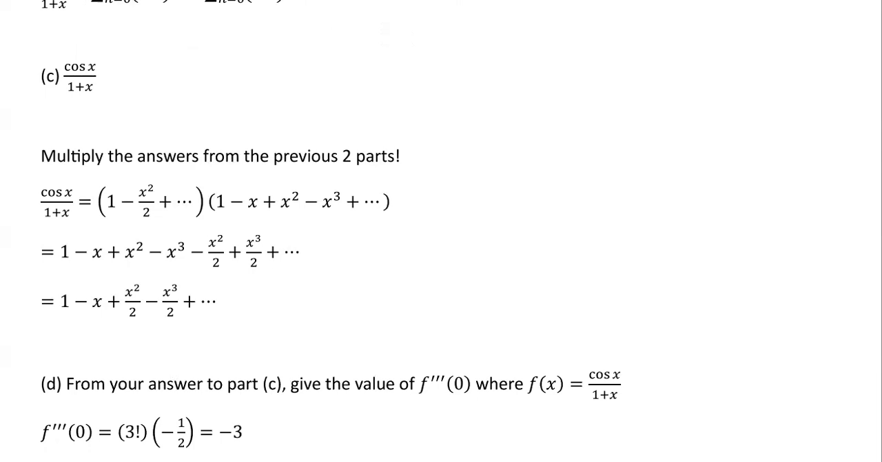Now let me explain one more time why we do that. Since we have this expanded form, let's take the third derivative. If we take the first derivative, this 1 would go away. Then we have minus 1 plus x minus 3 over 2 x squared, so on and so forth. Take the second derivative, that minus 1 would go away. Then this is x, so it would just be 1 minus 3x, sorry, minus 3x plus so on and so forth.